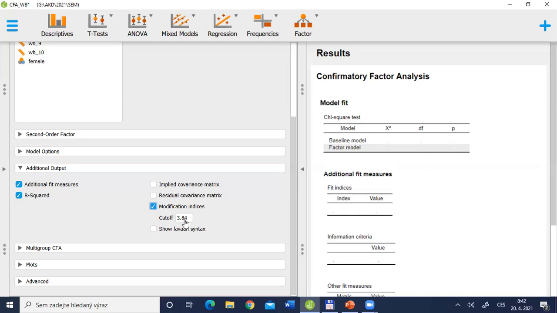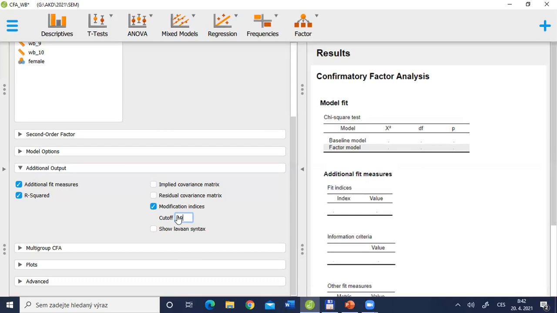Once again, current recommendations for structural equation models say that you should slightly increase this cutoff value, and usually a value of 10 is recommended in the literature. So I would ask for modification indices, and I would increase this cutoff to a difference of 10.